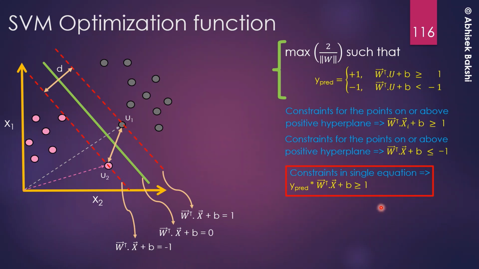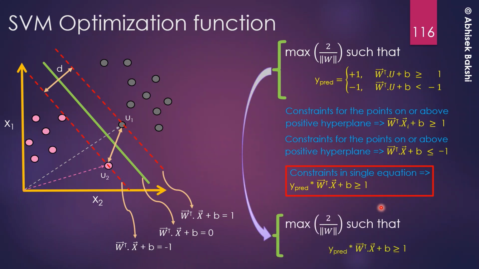You have seen, we can write it something like that. So this is my objective function: maximizing 2 by ||w|| such that y_pred multiplied by (wᵀx plus b) is greater than or equal to 1. Fine. But there is an issue.